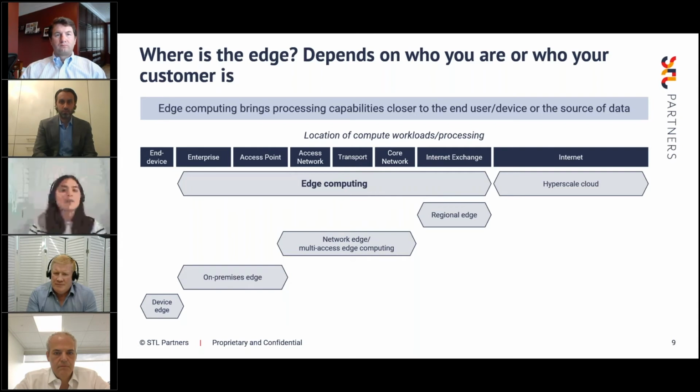Then you have the telecoms operators' locations, which are the network edge, or sometimes in the industry we call it multi-access edge computing, and that can span from telco data centers in the core network all the way through to the access network, where you have the tower edge, as we like to call it. And then you have the customer sites, which is the on-premise edge, where we like to look at it as the access point.